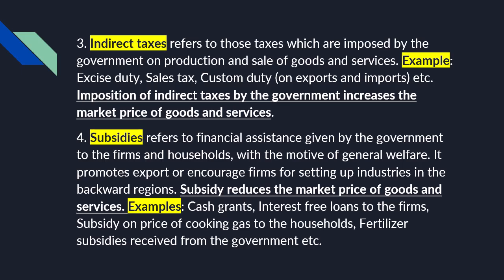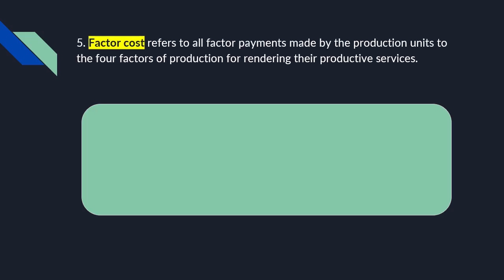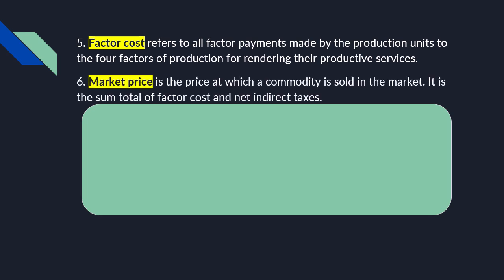Then next is factor cost. It refers to factor payments which are made to the production units for rendering factor services. This we have already discussed. Then next is market price.